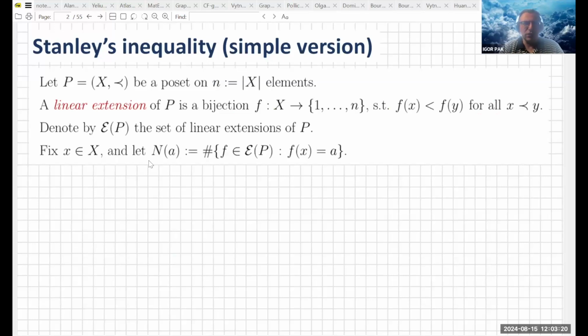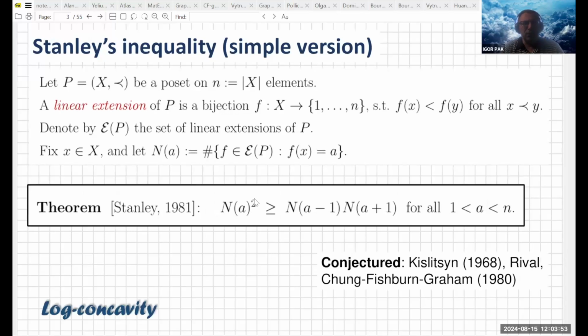I'm assuming that you've seen what linear extensions of posets are. You remember that from the last lecture. A linear extension is an order-preserving bijection, and E(P) is the set of linear extensions. The most important thing is N(a): for a given fixed element x, N(a) is the number of linear extensions with a given value at that element. Now we have a fundamental inequality due to Stanley, which gives log-concavity for the number of linear extensions.